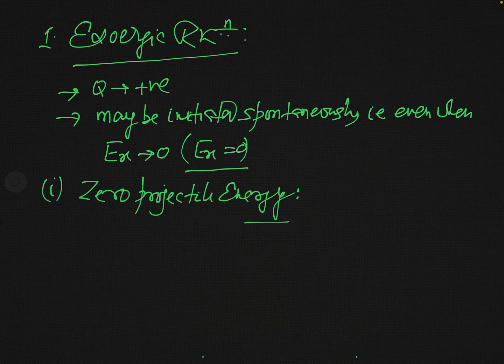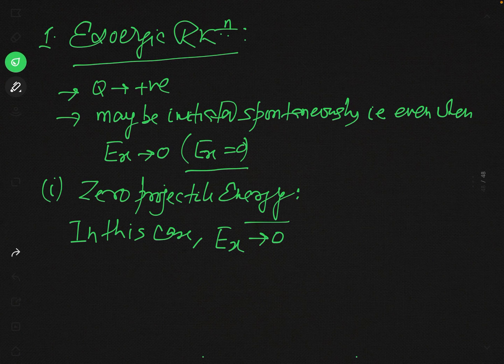Zero projectile energy. When you say zero projectile energy, what does it mean? It means the kinetic energy of the incident particle Ex tends to 0. So in this case, the kinetic energy of the projectile tends to 0.